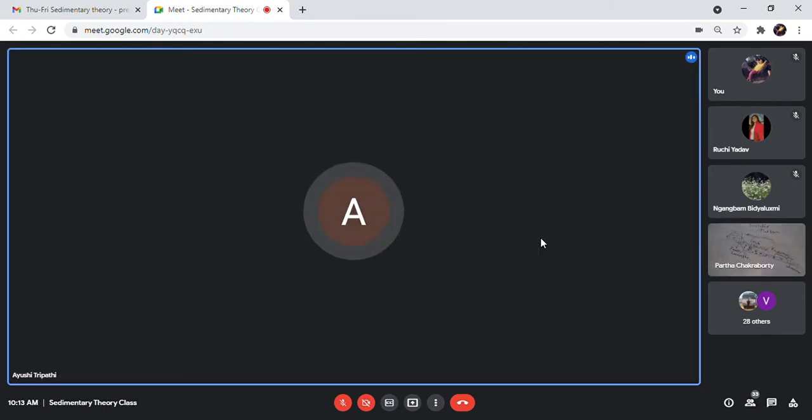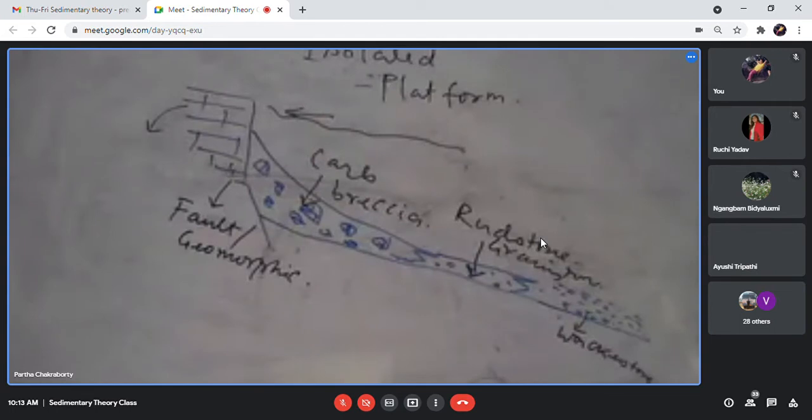Excuse me, sir. Yes. Sir, please repeat the atoll part. Yeah, the atoll part, what I was discussing, is that we get that in the case of the isolated seamount.